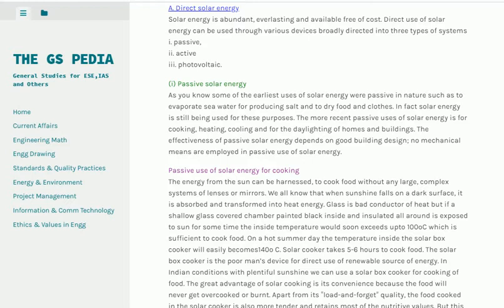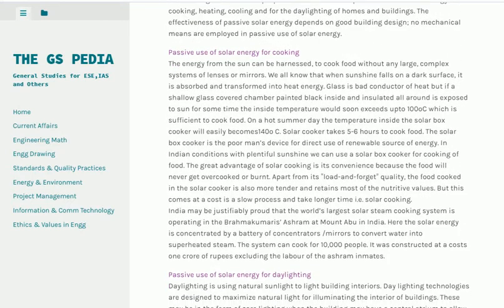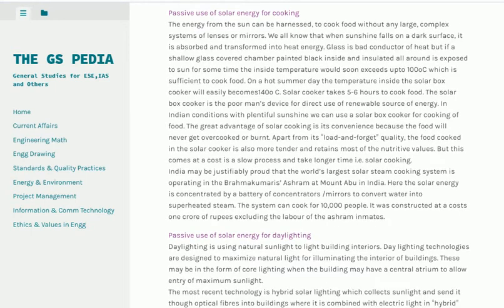Passive use of solar energy for cooking. The energy from the sun can be harnessed to cook food without any large, complex systems of lenses or mirrors. We all know that when sunshine falls on a dark surface, it is absorbed and transformed into heat energy.